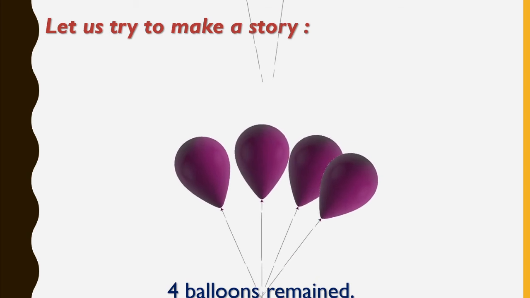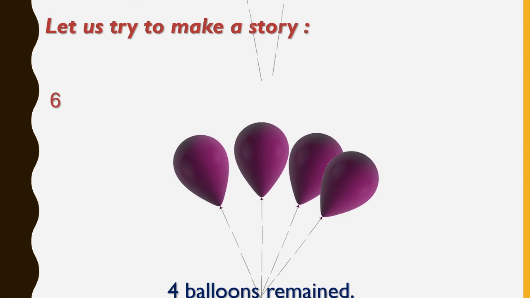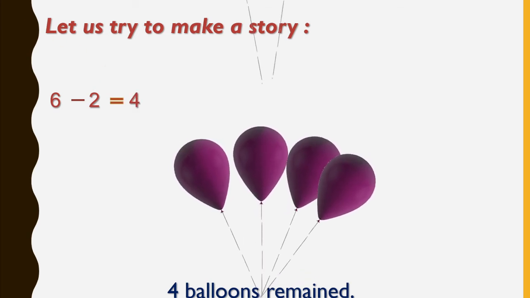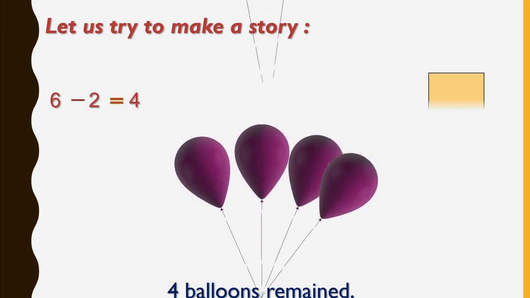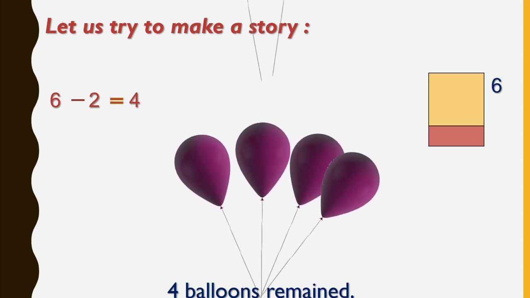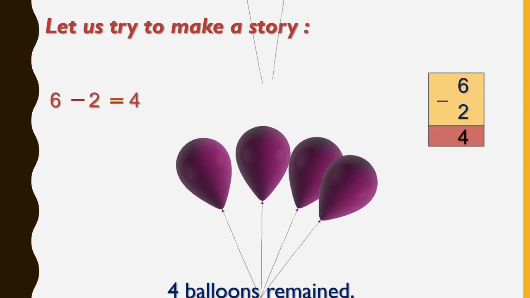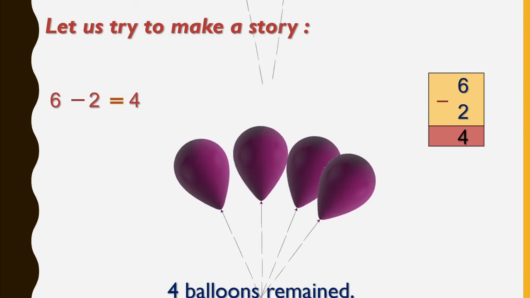Okay, let us use numbers to write this sum. Earlier 6 balloons were there, 2 flew away, so how many remain? Only 4 remain, isn't it? In tabular form, 6 minus 2 is equal to 4. Got this? Yes? Okay, very good.